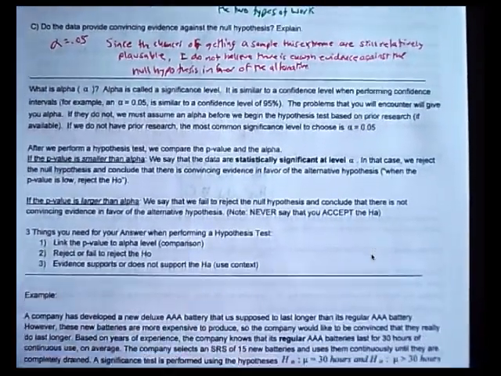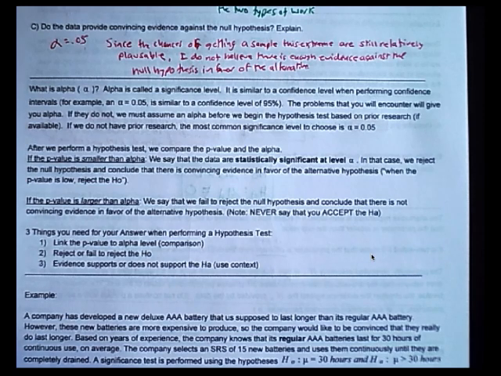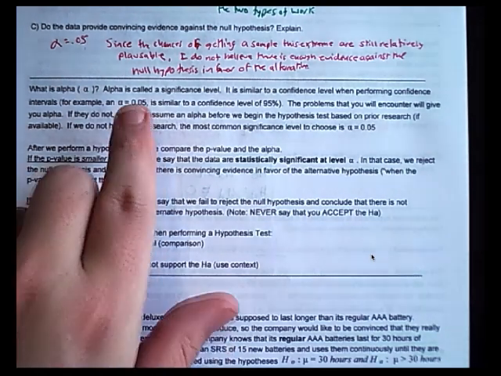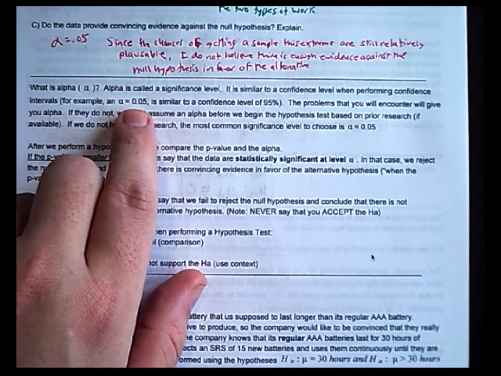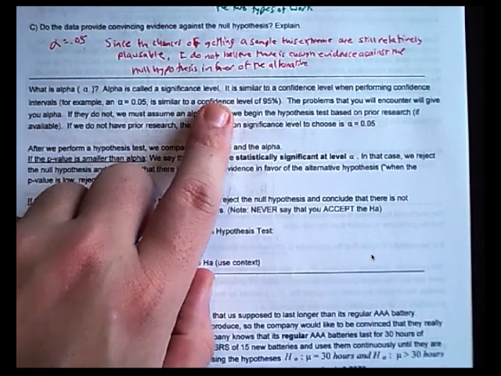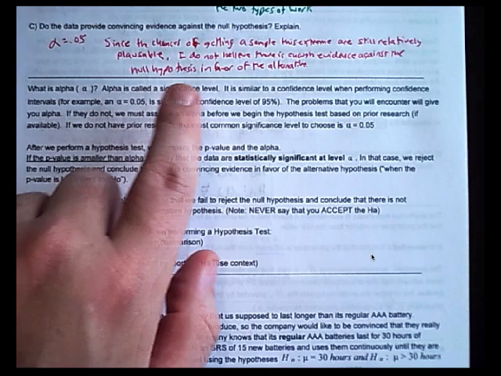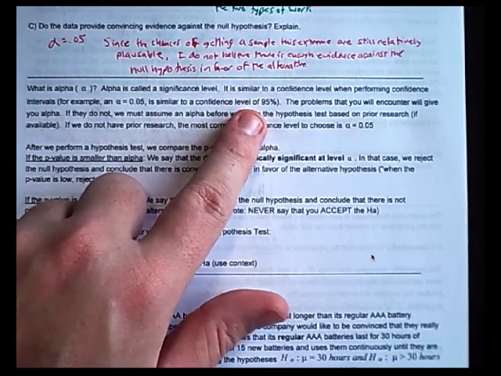So we'll read the next part. It says, what is alpha? Alpha is called a significance level. It is similar to a confidence level when performing confidence intervals. For example, an alpha of 0.05 is similar to a confidence level of 95%. So those two kind of add up to 100. You can think of it the same way.